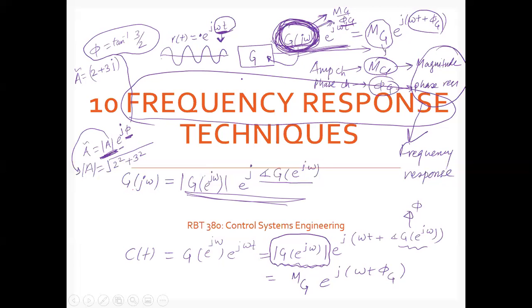So that equation on the bottom that you wrote, Mg times e to the j of wt, is that wt times phi g or plus? Sorry. Okay, thanks. Yep, wt plus phi g. Okay, I'm just rewriting this. Yeah, that's what I thought. I just didn't know for sure.